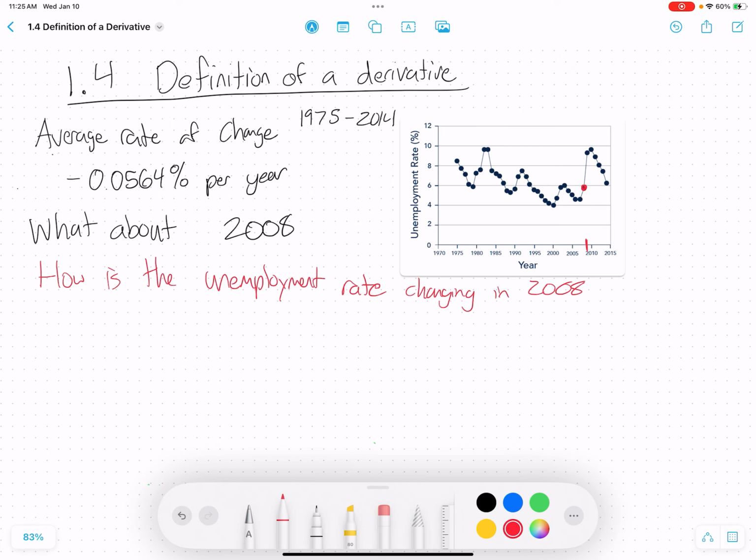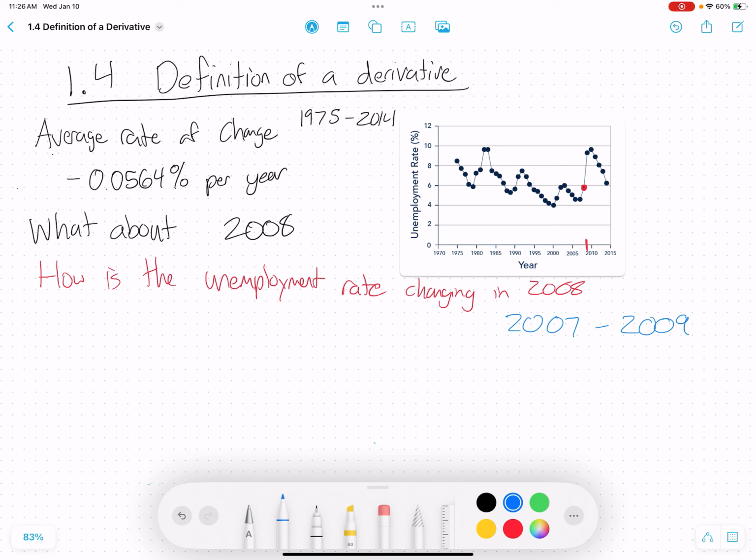Well, in order to figure that out, I don't want to use my big interval. I don't want to use my 39-year interval. I want to pick an interval that more accurately represents what's happening in 2008. So I could pick an interval like 2007 to 2009. That still includes 2008. But what I've done is I've shrunk that interval down a lot smaller, to where now my change in years is only 2.